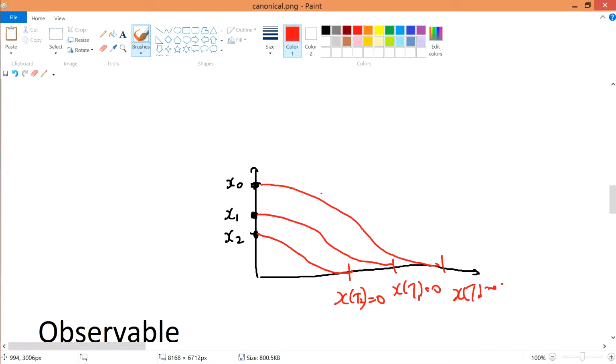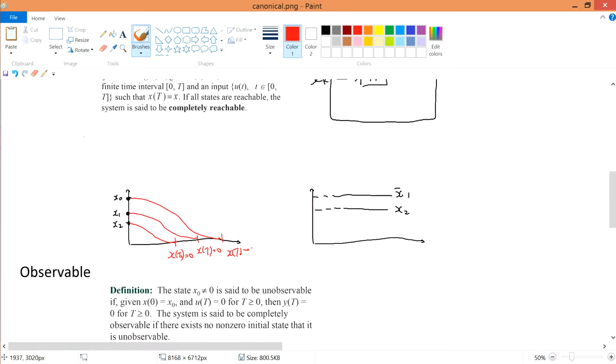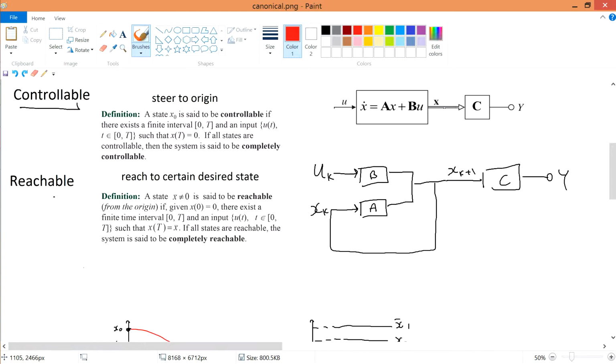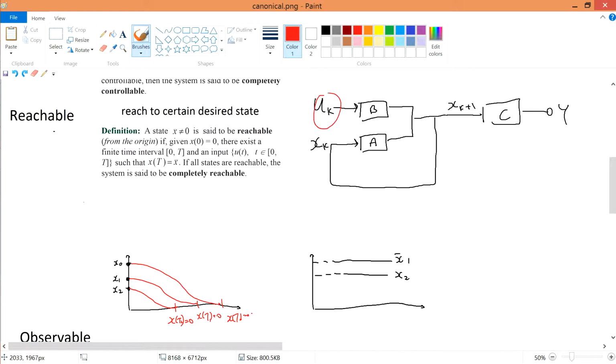As you can see, if I have a certain special input such that we can control all the states into 0, then we can say that this is a controllable system. I shouldn't say that this input is a controllable system. I should say that these states over here are controllable. This is the state of your system.